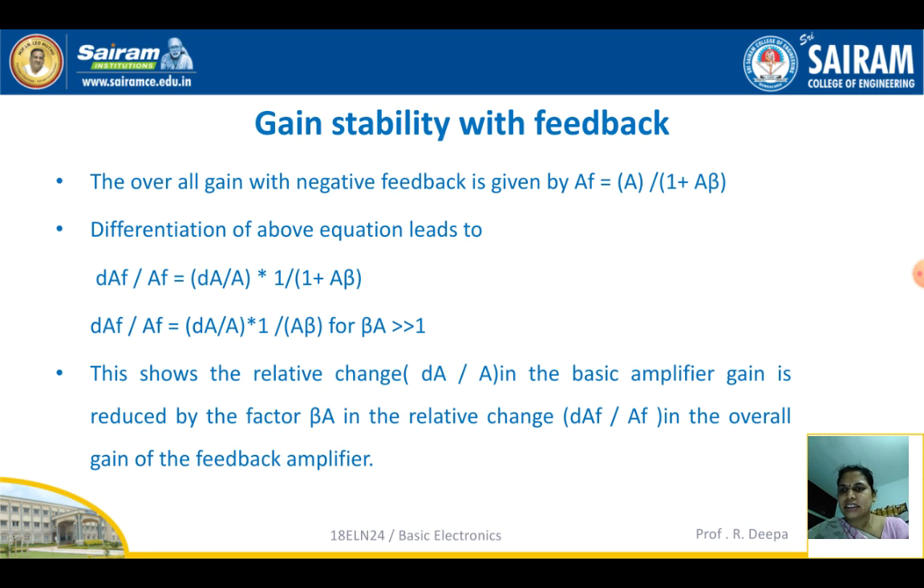As we know A beta is much greater than 1, we can neglect that 1. We can write the expression as dAF divided by AF is equal to dA by A into 1 divided by A beta. This equation shows that the relative change, that is dA by A, in the basic amplifier gain is reduced by a factor of A beta in the relative change dAF by AF in the overall gain of the feedback amplifier. That is, the gain is seen to be reduced by a factor of A beta when there is a relative change in the amplifier gain. So this is about the gain stability with feedback.